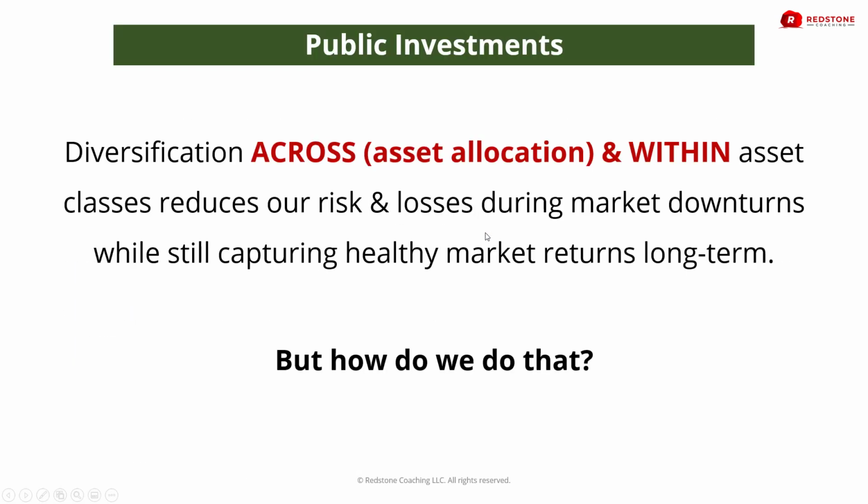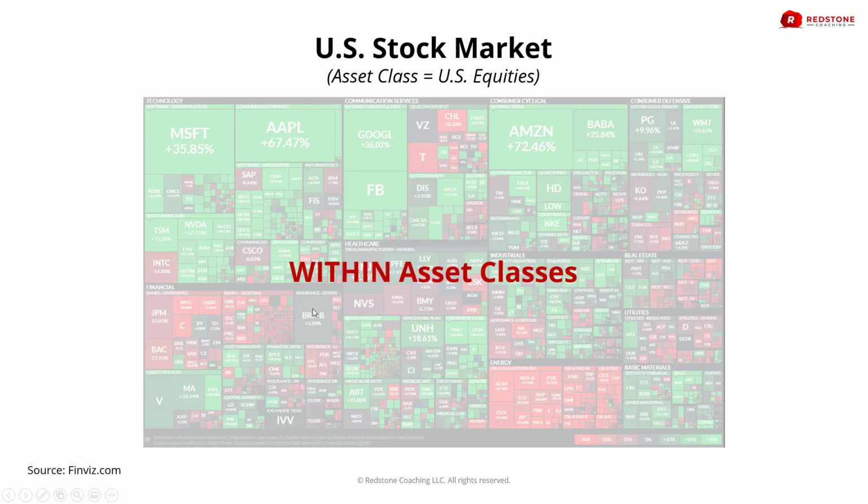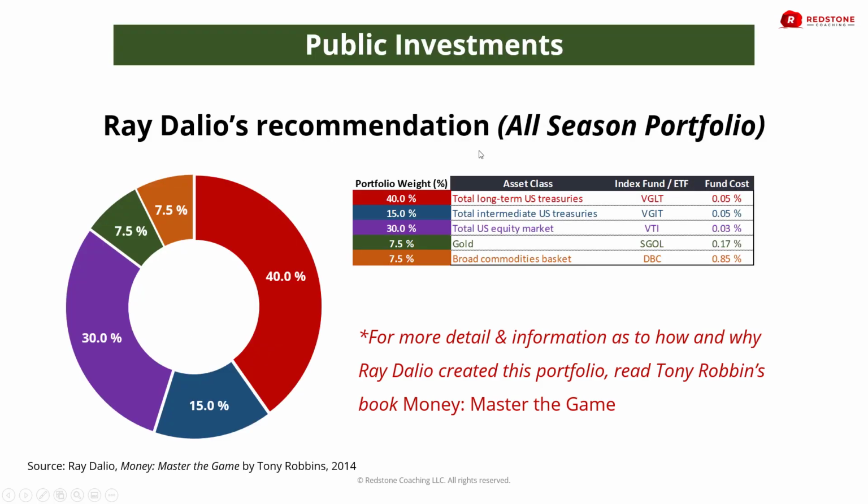So as I just showed here, investing and diversifying across the entire U.S. stock market, that's what this fund is, the total U.S. equity market. And then he said 7.5% of your portfolio should be in gold, and then 7.5% in a broad commodities basket. So in terms of actually implementing this, what funds can we use?